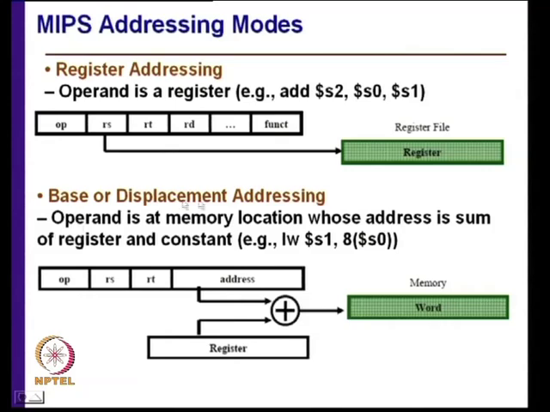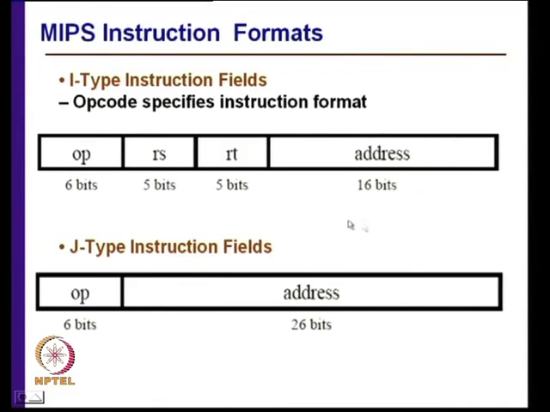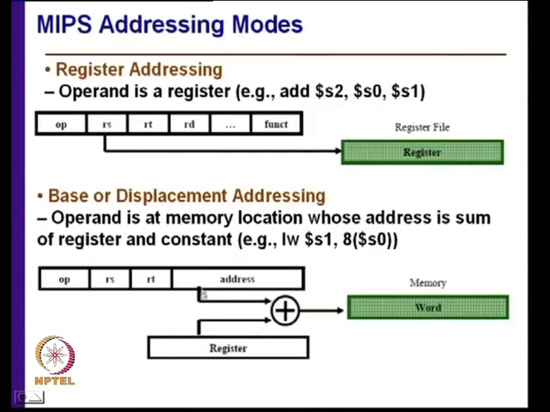Then coming to base or displacement addressing, as you can see here, operand is at memory location whose address is sum of the register and constant. So, here that 16 bit address field, in this format we have seen 16 bit is provided here. That 16 bit is added with the content of a register, that is your base register. So, it is called the base or displacement addressing. So, there is a base register S0 which is used. Here you are using S0, but you can use some other registers.